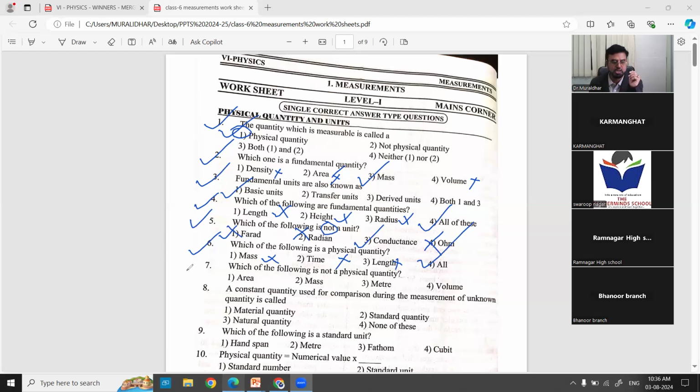Clear? Question number 7. Which of the following is not a physical quantity? Not. You have to read very carefully. Not a physical quantity. Area is a physical quantity because you can measure it. Mass is a physical quantity, you can measure it.